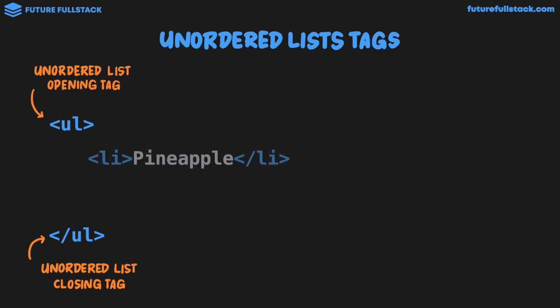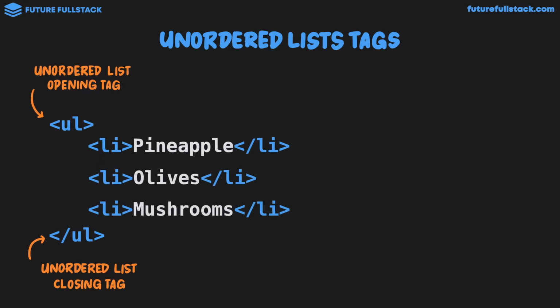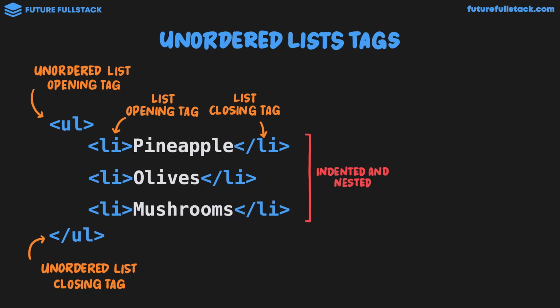In this example, I am listing pizza toppings, where the order of the toppings does not matter. The actual HTML for the list item in the unordered list and ordered list is identical. We have the same list opening tag and the same list closing tag, which wraps the list content. The list items are again indented and nested. Let's jump back into VS Code and write an unordered list.